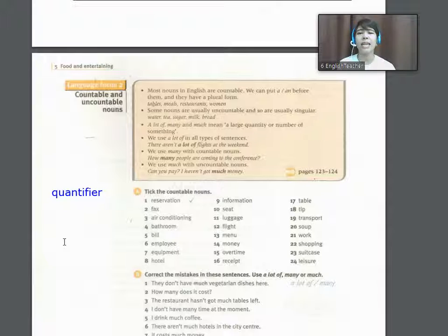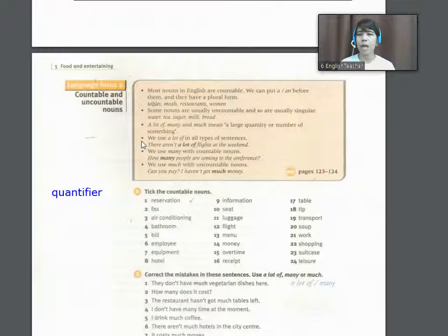Okay, very good. Now moving on to the next bullet point, we have a lot of, many, and much, which mean a large quantity or number of something. When we say a lot of information, many chairs, much money, it means it has a large amount of something.